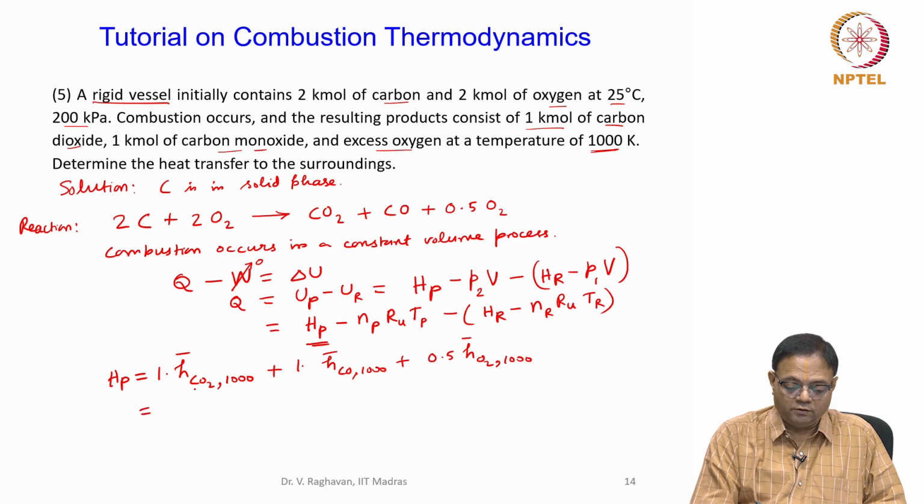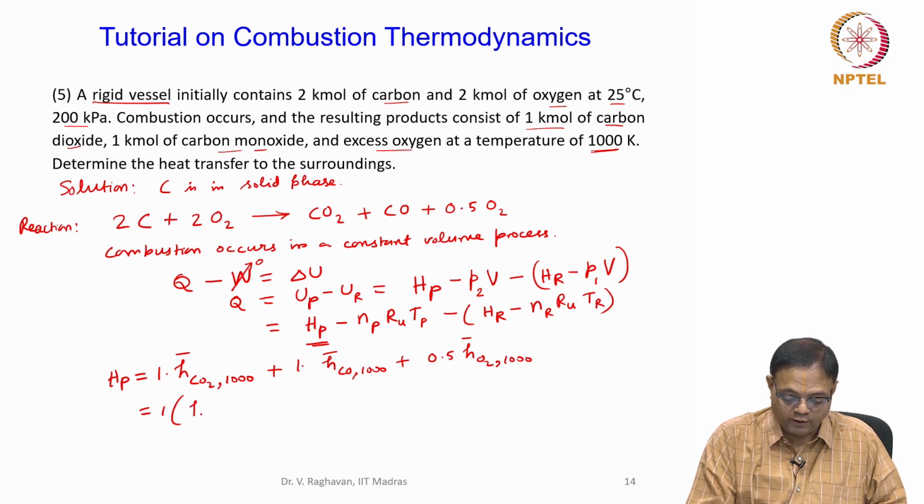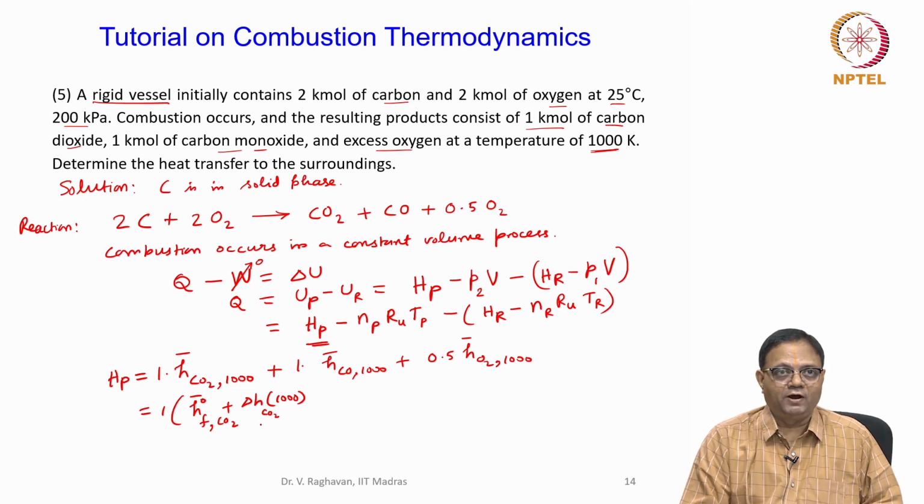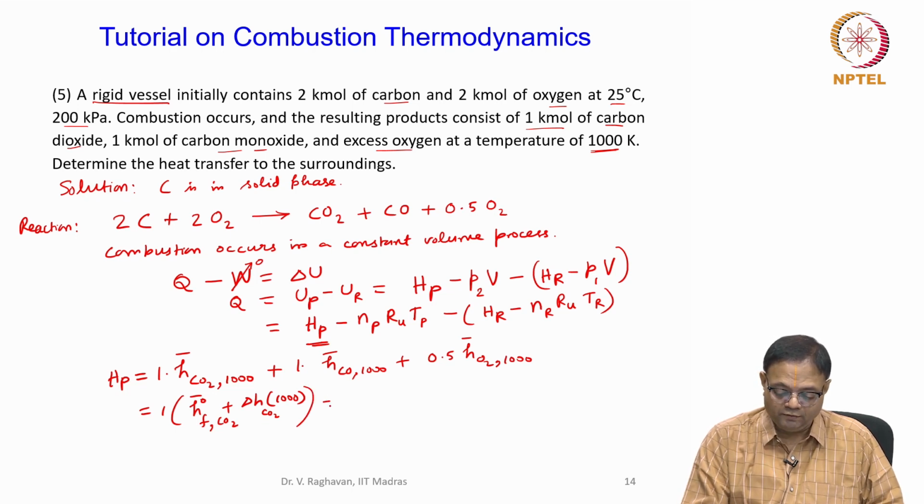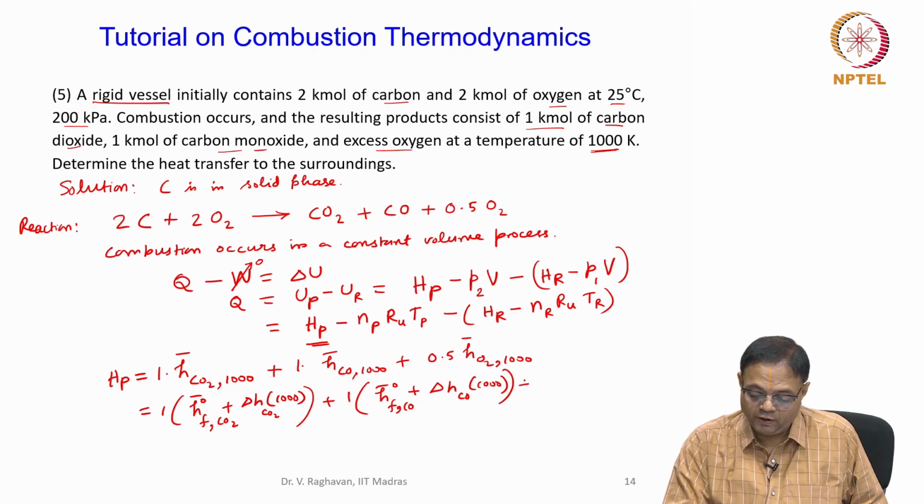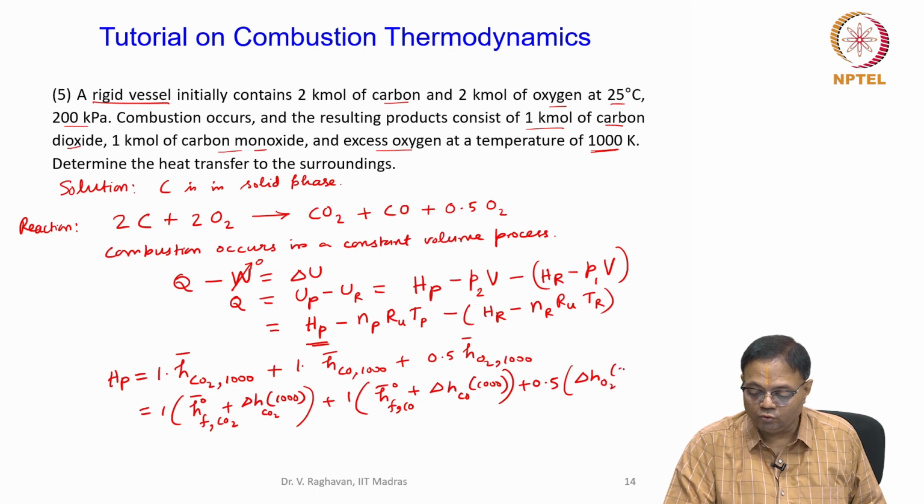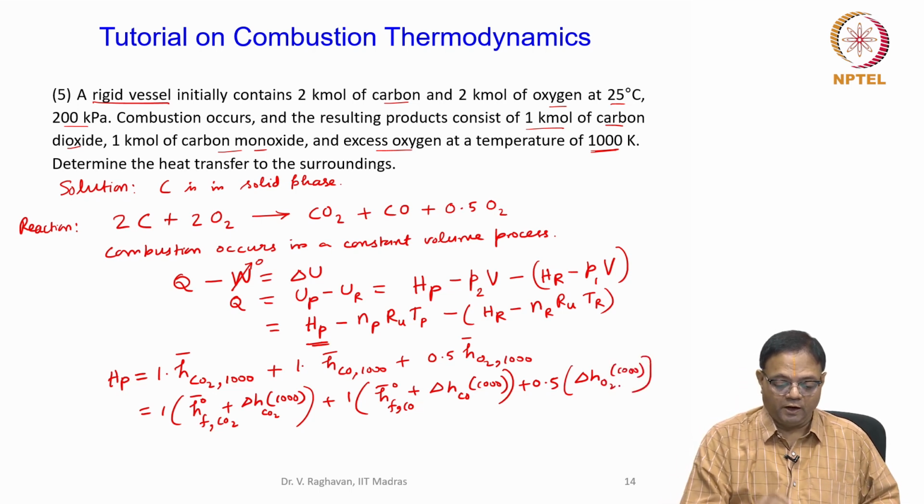Now, you know that this is standard enthalpy, which can be written as the enthalpy of formation. So, I will say 1 into enthalpy of formation of CO2 plus the sensible enthalpy, where the temperature is increased from 298 Kelvin to 1000 Kelvin, for CO2, plus 1 times enthalpy of formation of CO plus sensible enthalpy of CO at 1000, plus 0.5 times enthalpy of formation of O2, which is 0. So, we can just say delta H of O2 at 1000. So, this is the enthalpy of products.